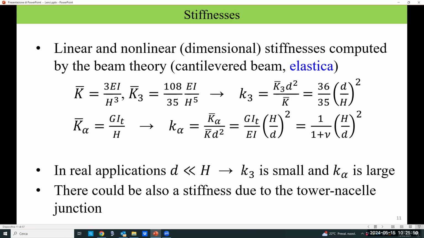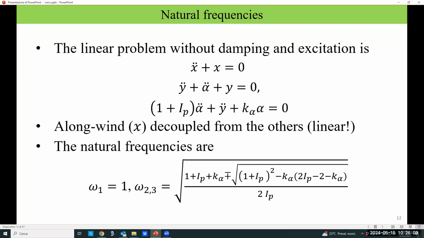This means that this stiffness is almost not exact because of the very large stiffness. That's why we can forget about this nonlinear term. Anyway, let's go on to compute the natural frequencies of this system.